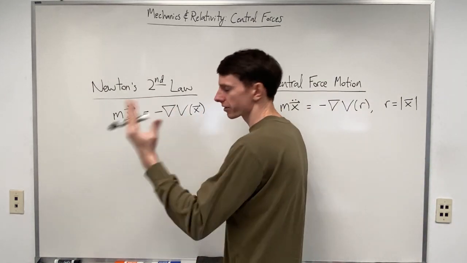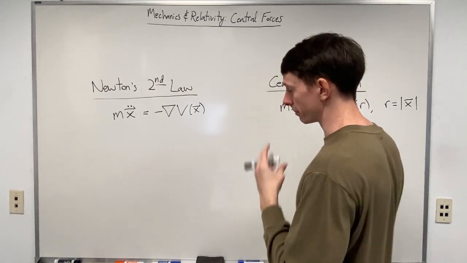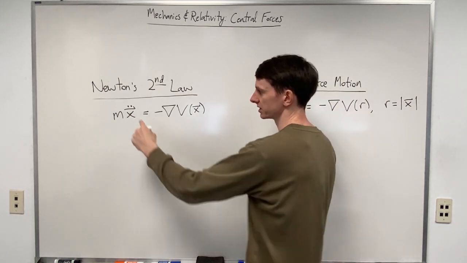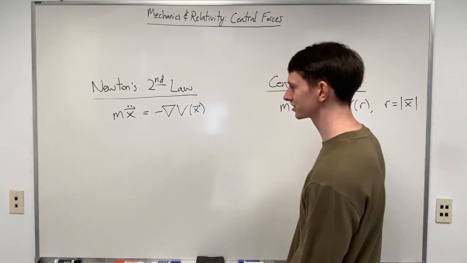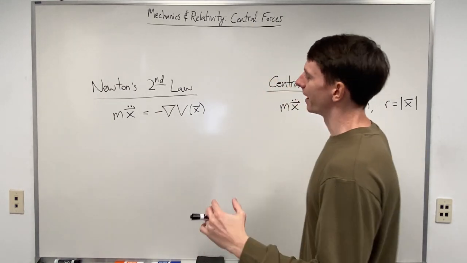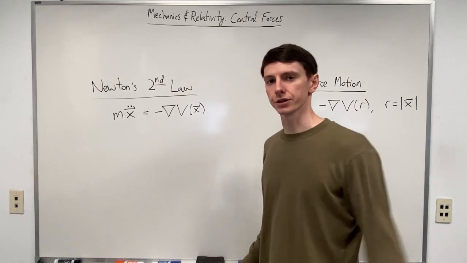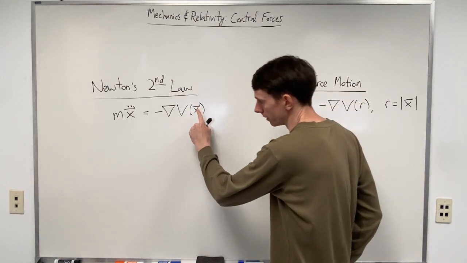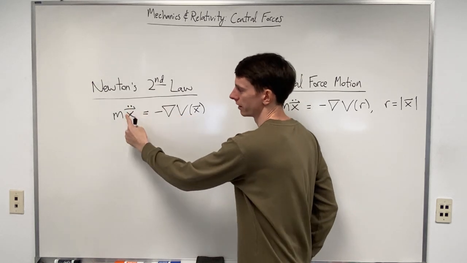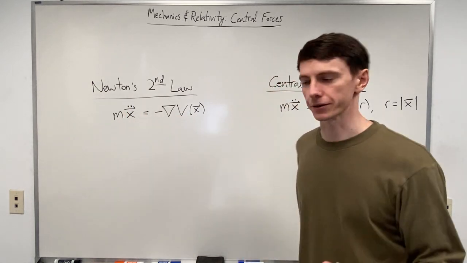The important things that I want us to keep in mind here are, one, that this is a second-order differential equation, because we've got 2 dots on top of the x. And also, it is a vector differential equation. The potential depends on a vector input, x, and then the acceleration is itself a vector.